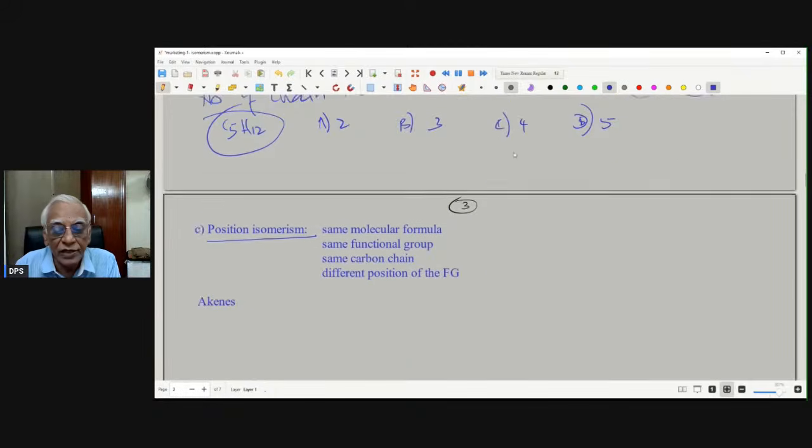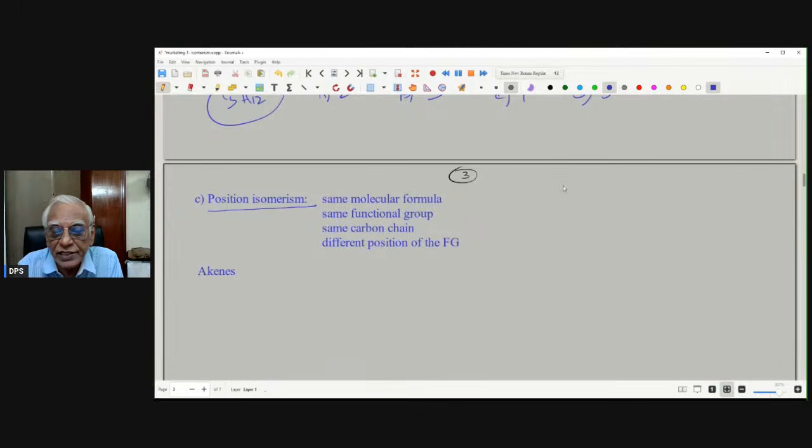For want of space, I shall write C5. How would you draw the C5? I can have 5 plus 0, because there is no branching, all of them in a straight shape. Then 4 plus 1: I can have 4 carbon atoms and 1 branching.